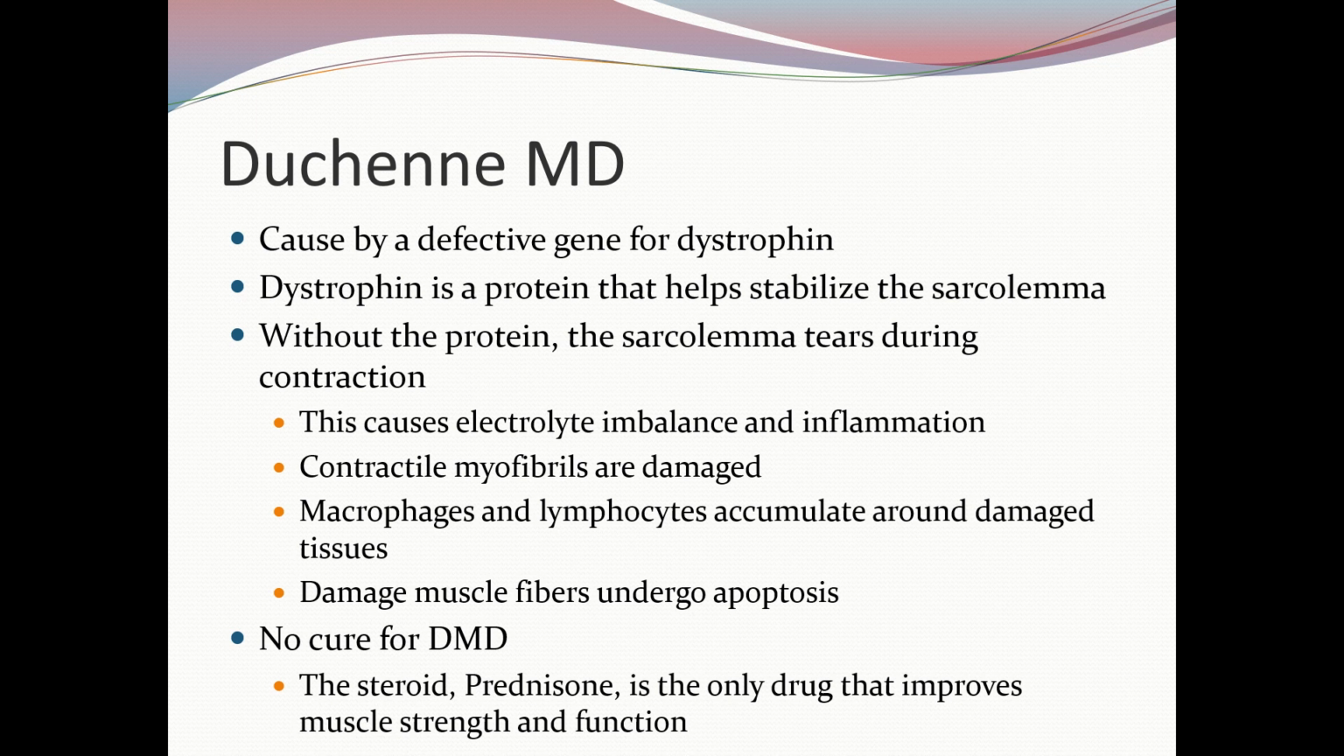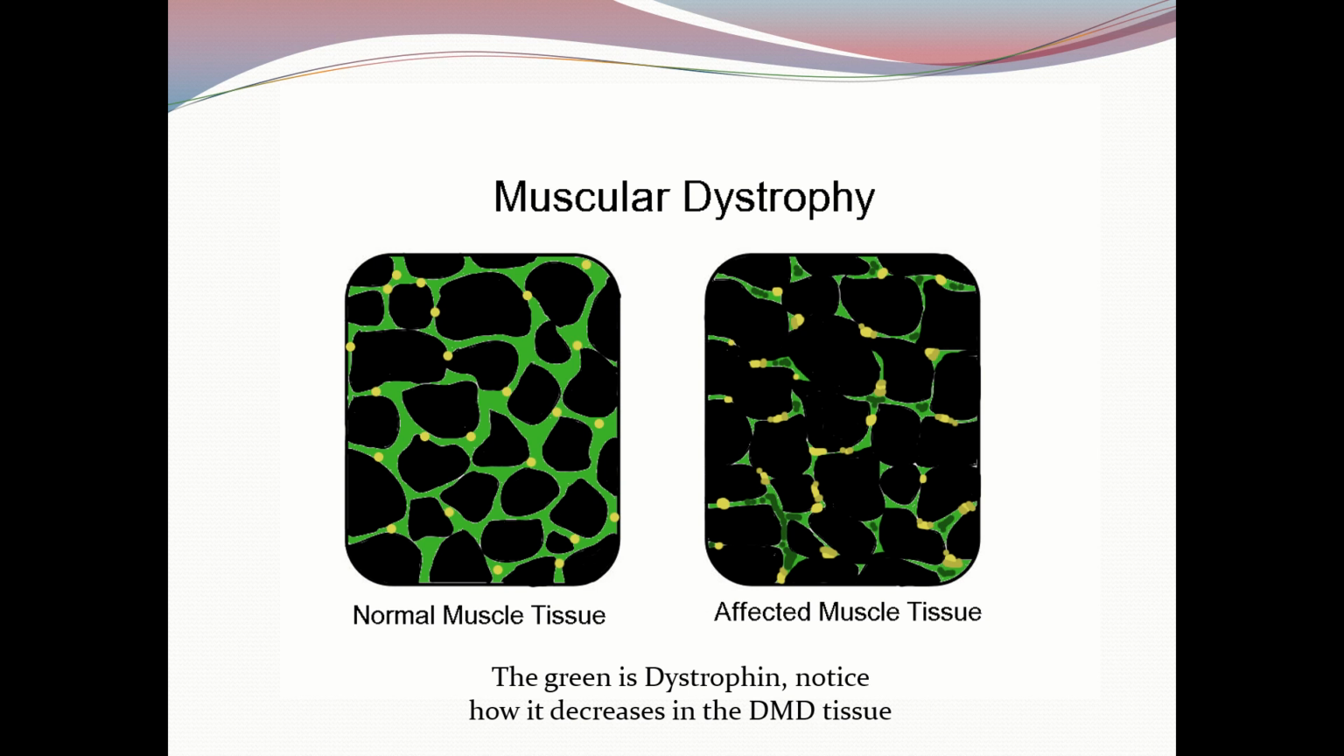And remember how I said that once you have grown out of that developmental stage, if those muscle cells are dead, they're not going to regenerate at that point. So unfortunately, there's no cure for Duchenne muscular dystrophy, but the steroid prednisone is the only drug at the time of this slide that improves muscle strength and function. I'm sure that researchers are working on it diligently.